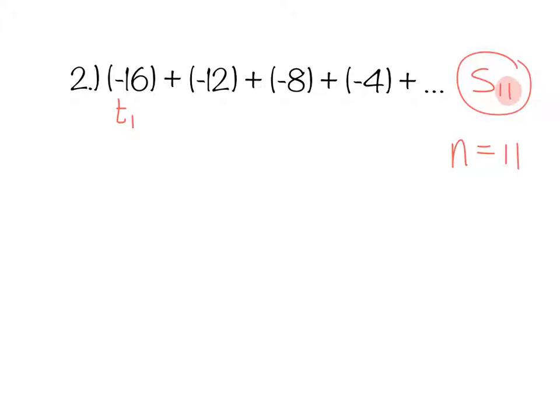I know we keep switching back and forth between a's and t's, but it doesn't actually matter which variable. Anything with a sub 1, t sub 1, b sub 1, z sub 1, whatever, is going to represent the first term. So in order to find the sum, I don't have the last term, and to get it I need to use my arithmetic sequence.